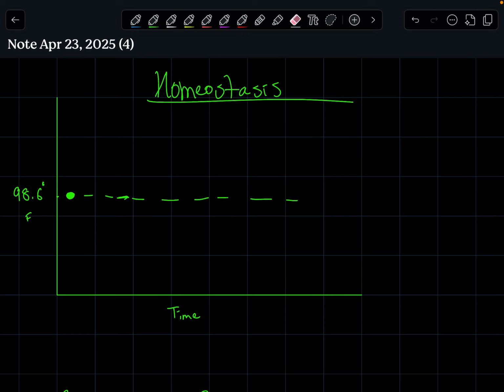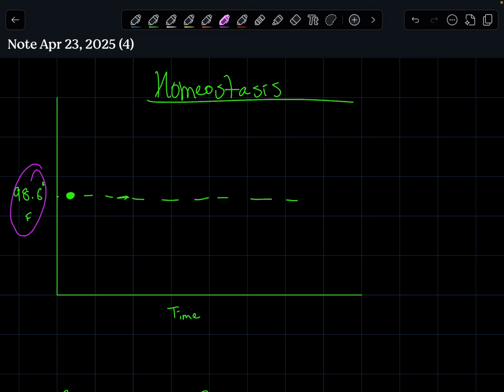In today's video, we will be discussing homeostasis. Homeostasis in the body is the ability for the body to maintain a set point or maintain equilibrium when affected by a variety of factors. But today we're going to focus on temperature in the body. We have a graph here.